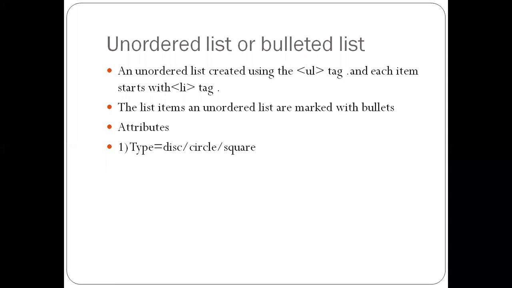Circle means what? It will define a circle but not filled. And square means set the list item marker to a square. Okay, so these are the three bulleted list types: disk, circle, and square. We will see the example. But for right now, the attribute of UL tag is type, and type is equal to, there are three values you can see on your screen. This is called unordered list, or bulleted list.